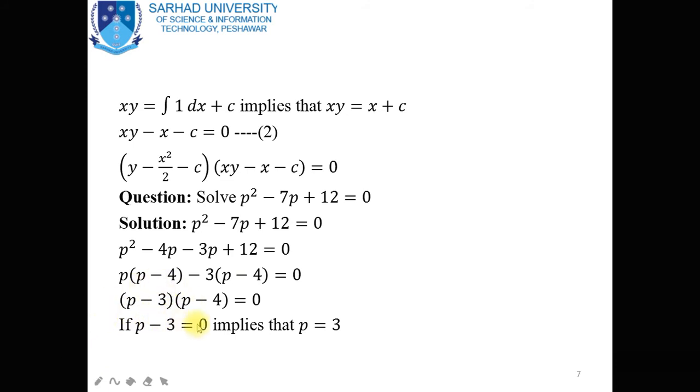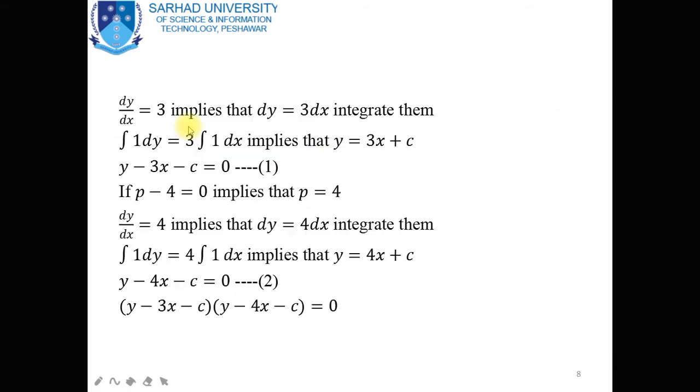Now p − 3 = 0 means p = 3, and p means dy/dx. So dy/dx is equal to 3. This implies that dy = 3 dx. So by separation of variables, which is possible here, we take the integration of 1 with respect to y and the integration of 1 with respect to x. So we obtain y = 3x + c, and this solution can be written as y − 3x − c = 0. So this is the solution of the first factor.